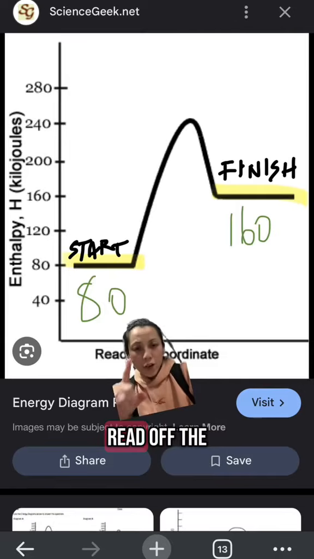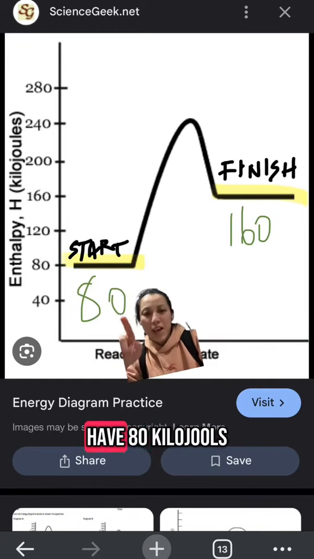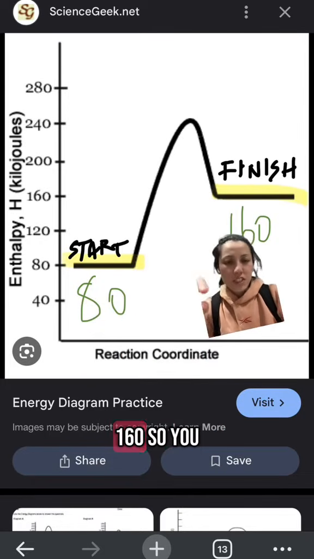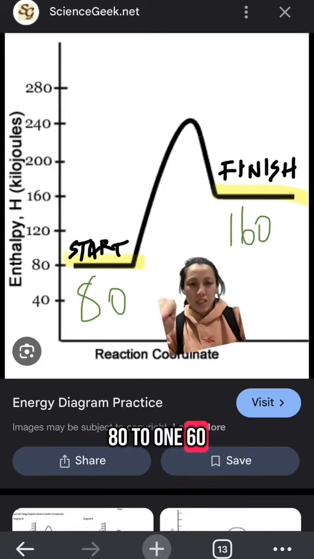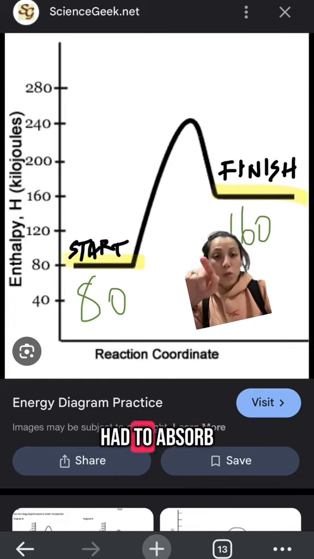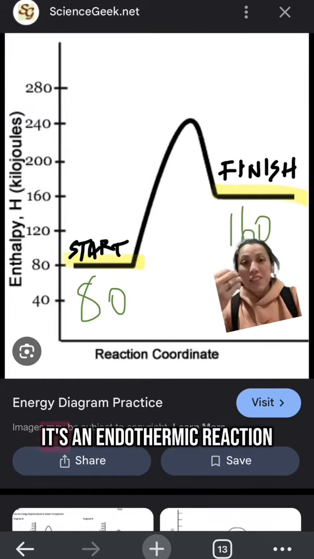So if you read off the actual profile diagram, you can see that you start off, the reactants have 80 kilojoules of energy, right? And you finish and you get 160. So you think to yourself, well, how did you get from 80 to 160? What's the difference between the two? That's going to be your enthalpy. So you can see that you had to absorb, because the number went up, 80 kilojoules. So you know it's an endothermic reaction.